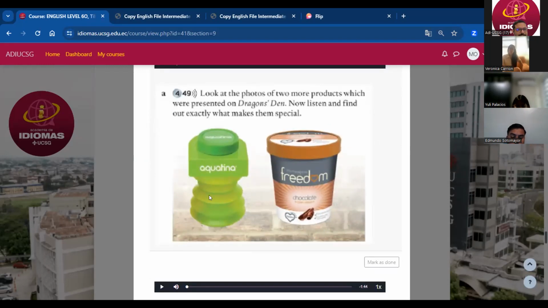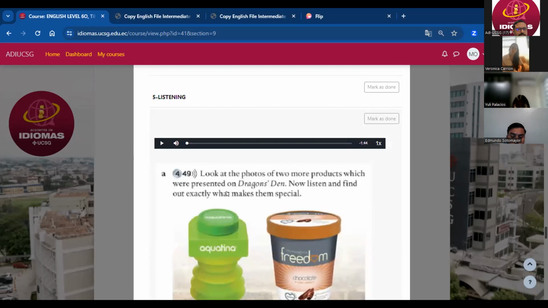So they are presenting to us the picture of it, right? So let's listen to the tracks and let's find out what it's about.